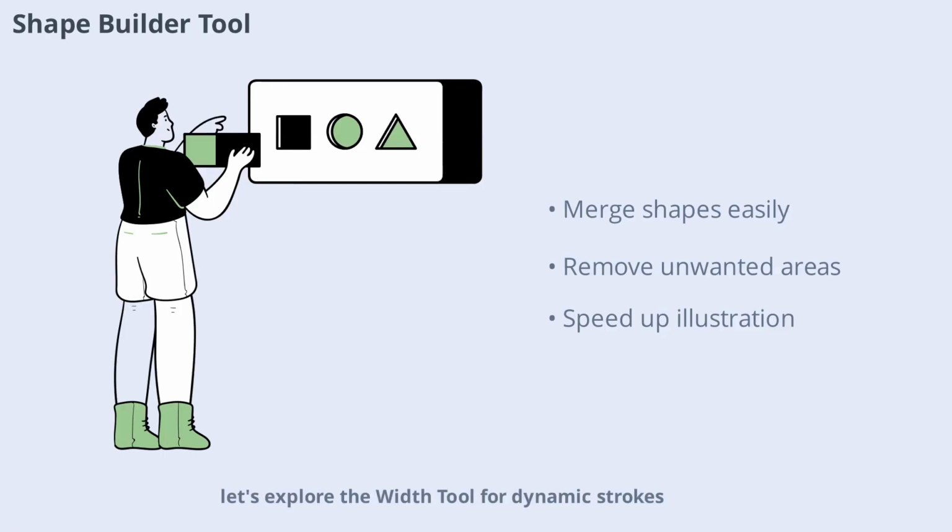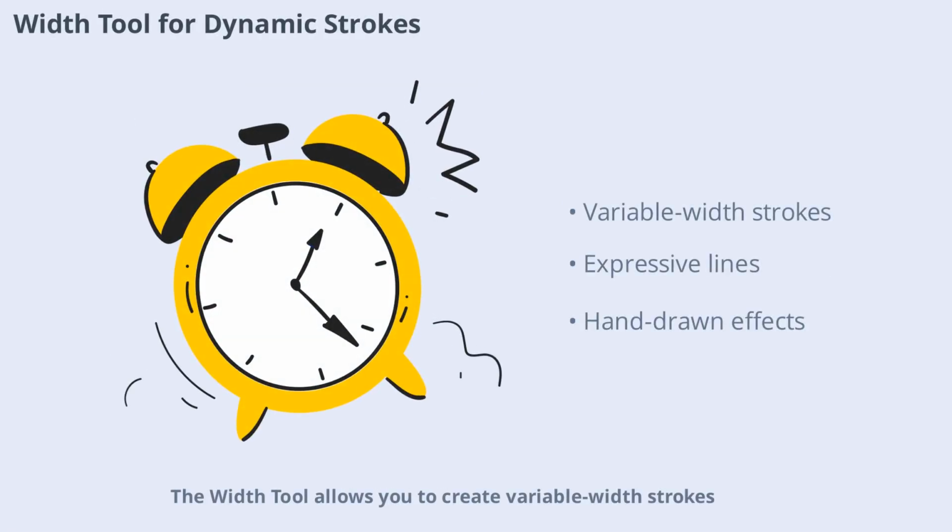Next, let's explore the Width tool for dynamic strokes. Width tool allows you to create variable width strokes, adding expressiveness and depth to your lines. By clicking and dragging along a path, you can make certain parts thicker or thinner, perfect for calligraphy, custom lettering, or organic illustrations. This tool gives your vector art a hand-drawn feel while maintaining scalability and precision. Experimenting with the Width tool can bring your designs to life and set them apart from standard vector graphics.